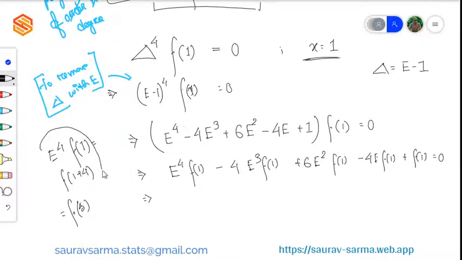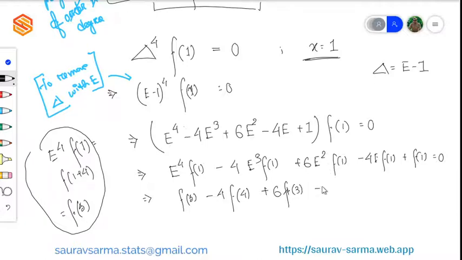Now already I have shown you that E to the power 4 f of 1 will be f of 5. So this is f of 5 minus 4 times, if E to the power 4 then 4 is added, so 1 plus 4 is 5. Here it is 3, so 3 is added, so it will be f of 4, plus 6 times f of 3, minus 4 times f of 2, plus f of 1 is equal to 0, right?